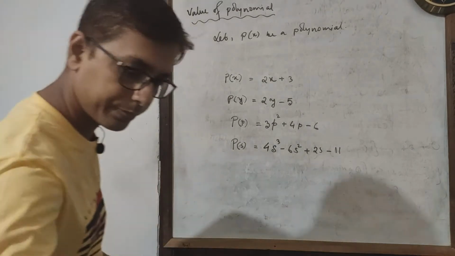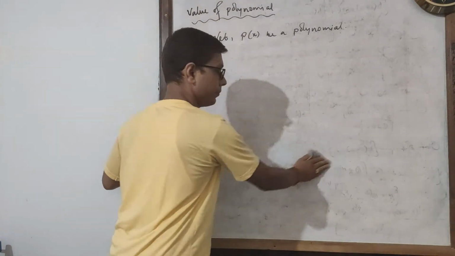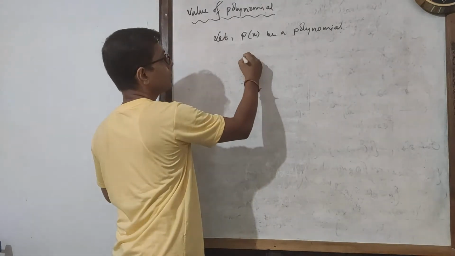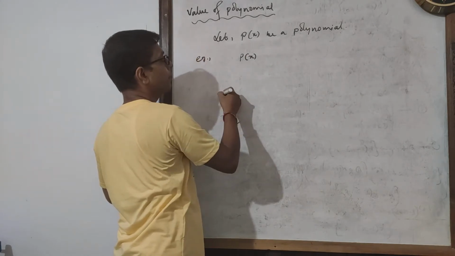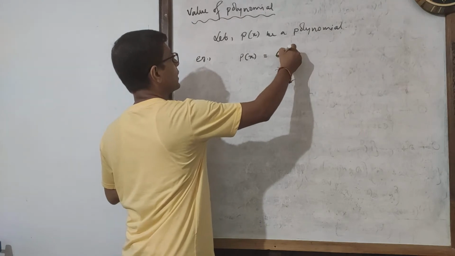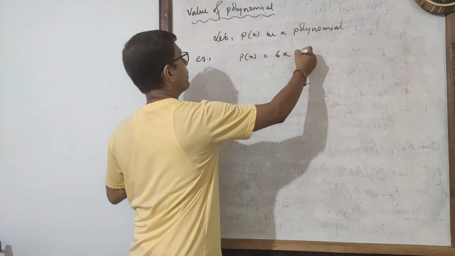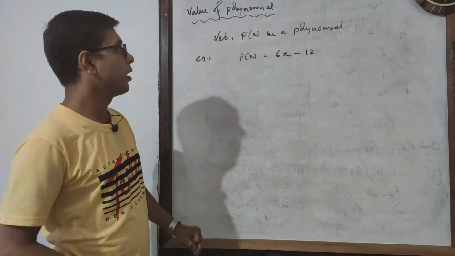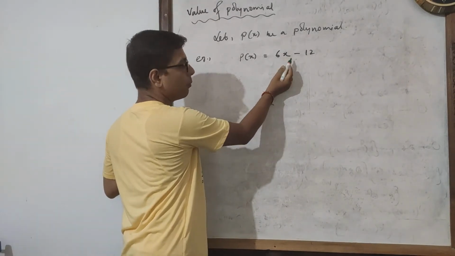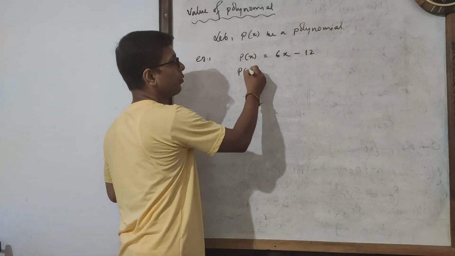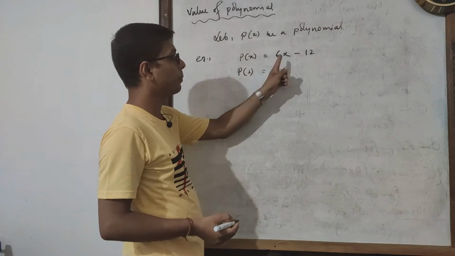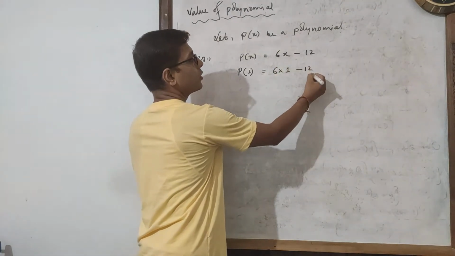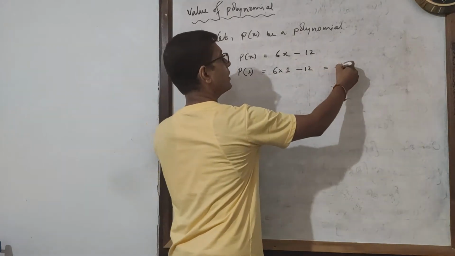Now after learning this, the value of a polynomial. Suppose we are considering one polynomial as an example, p(x) equals 6x minus 12. Any polynomial it can be, so I am considering this one. Clear? Now if we replace the value of x, the value of this variable, by any numerical value, say 1, then it will be p(1). Writing x equals 1 means we need to replace x by 1, that means 6 into 1 minus 12. 6 into 1 is 6, minus 12 will be minus 6.